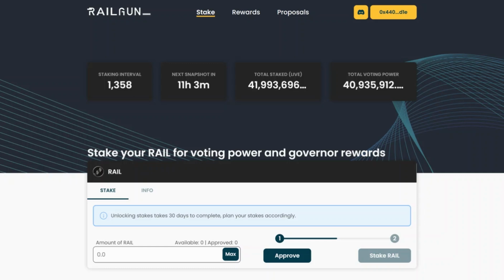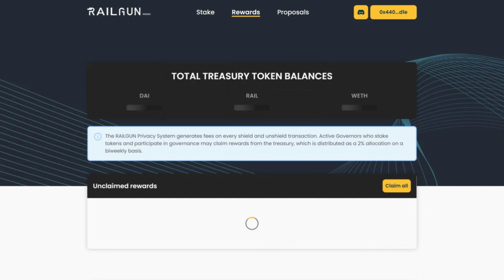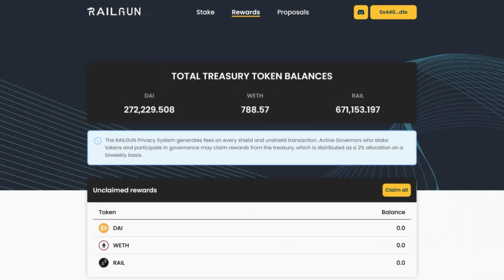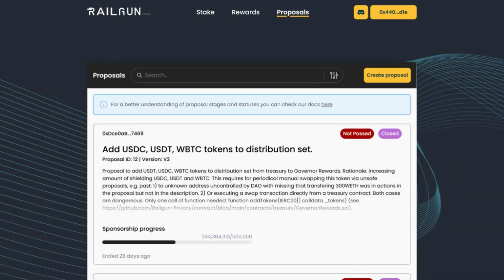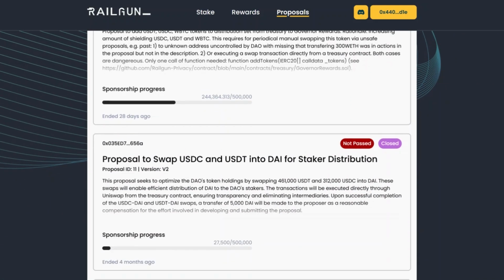On the stake page, you can view the staking interval, next snapshot date, total Rail staked, total voting power, as well as your current stakes. On the rewards page, you can check the DAI, Ethereum, and Rail treasury balances, unclaimed rewards, and rewards by interval. On the proposals page, you can check any proposals being applied to the on-chain governance.